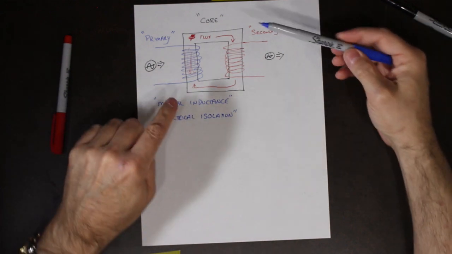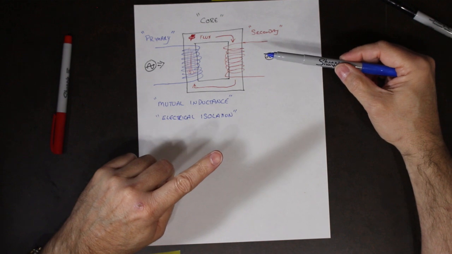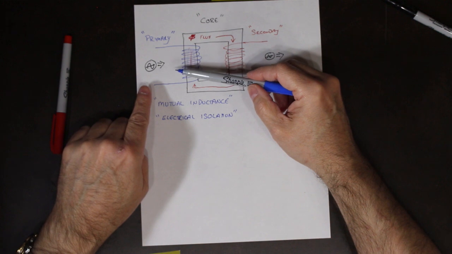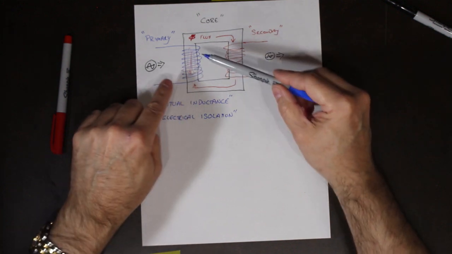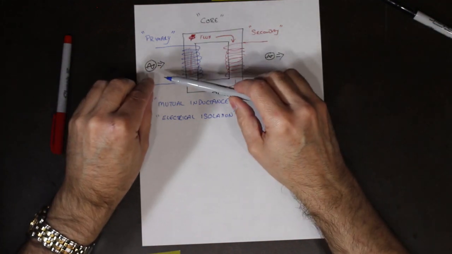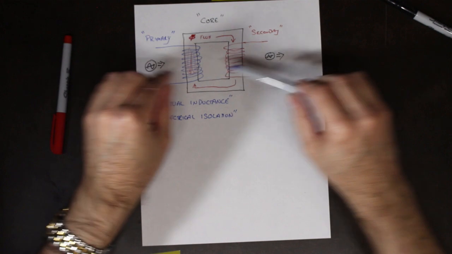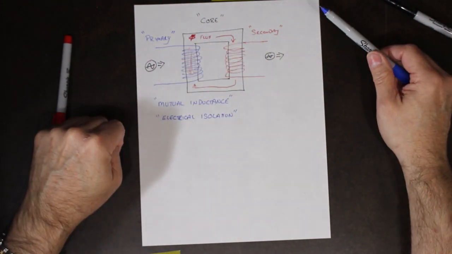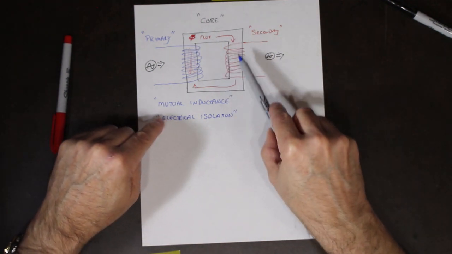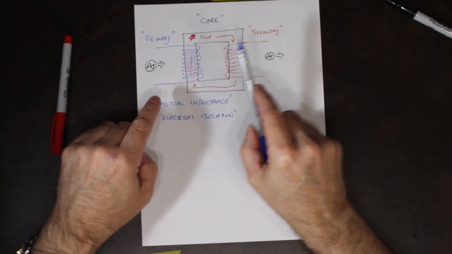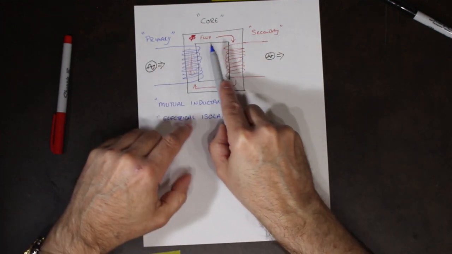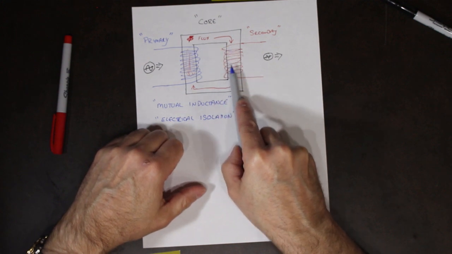It means that there is no electrical connection between the secondary and the primary of a transformer. There's no wire that joins the primary side and secondary. There's no way that electricity from this side gets directly to that side. The only way it happens is through a magnetic field. So the only thing that links the primary to the secondary is actually the magnetic field, otherwise known as the flux.